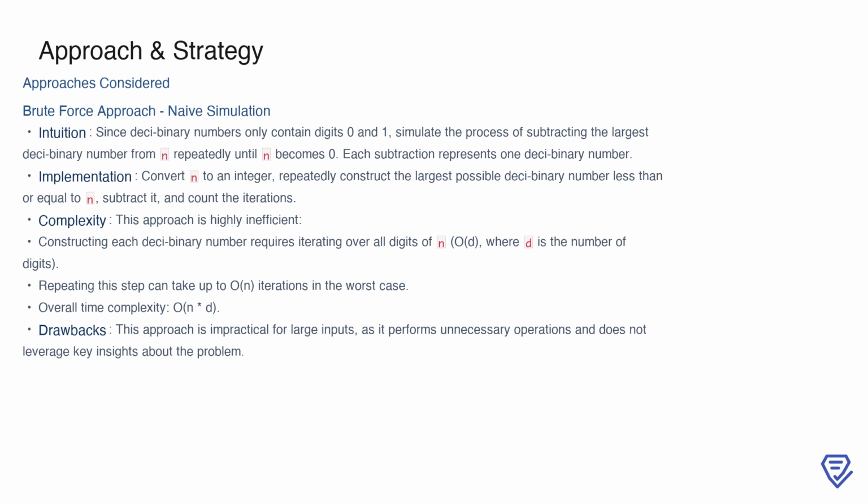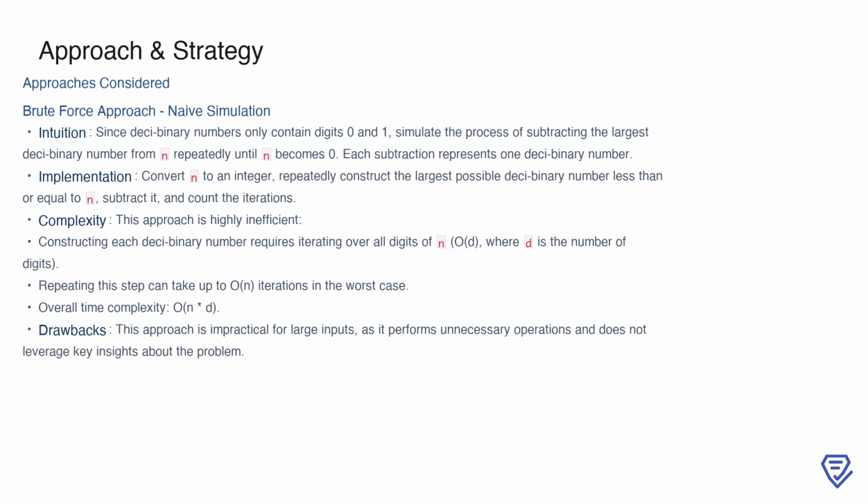To implement this, we can convert n into an integer and construct the largest valid Deci-Binary number that's less than or equal to n. We then subtract this number from n and count how many iterations it takes to reduce n to 0. However, this approach is highly inefficient. Constructing each Deci-Binary number involves iterating through all the digits of n, which takes O(d) time, where d is the number of digits in n.